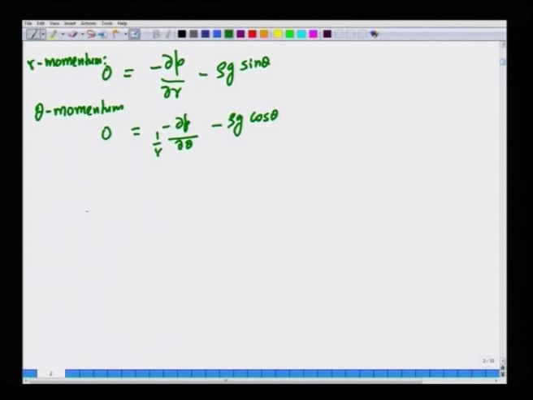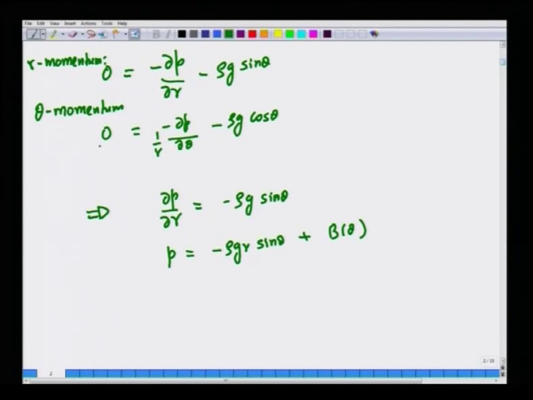If I integrate the first expression with respect to r, partial p partial r is minus rho g sin theta. Now, p, if I integrate partially with respect to r, I will get minus rho g r sin theta plus a constant which is a function of theta. If I integrate the theta momentum, I will get partial p partial theta is minus rho g r cosine theta.